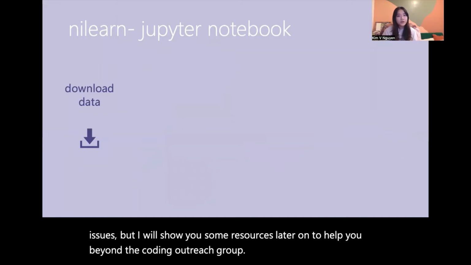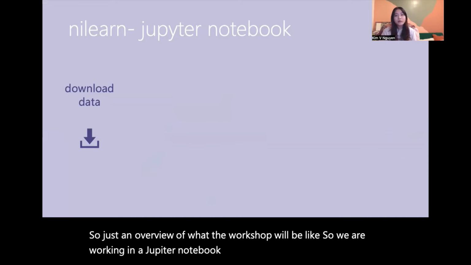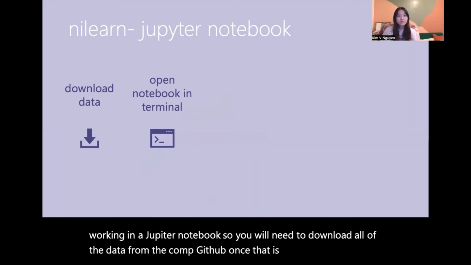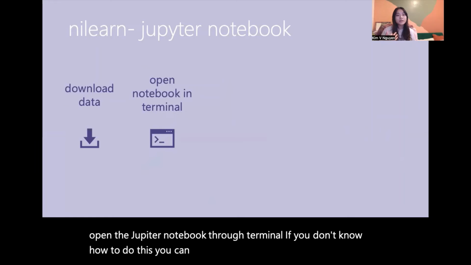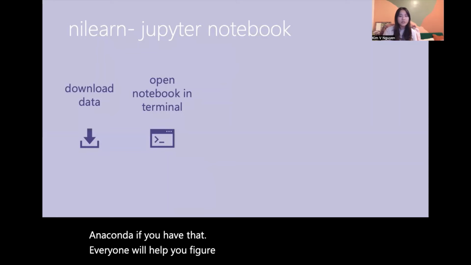So just an overview of what the workshop will be like. We are working in a Jupyter Notebook. So you will need to download all of the data from the COG GitHub. Once that is downloaded, you can open the Jupyter Notebook through Terminal. If you don't know how to do this, you can also open Jupyter Notebook through Anaconda if you have that. Everyone will help you figure that out at the workshop too.